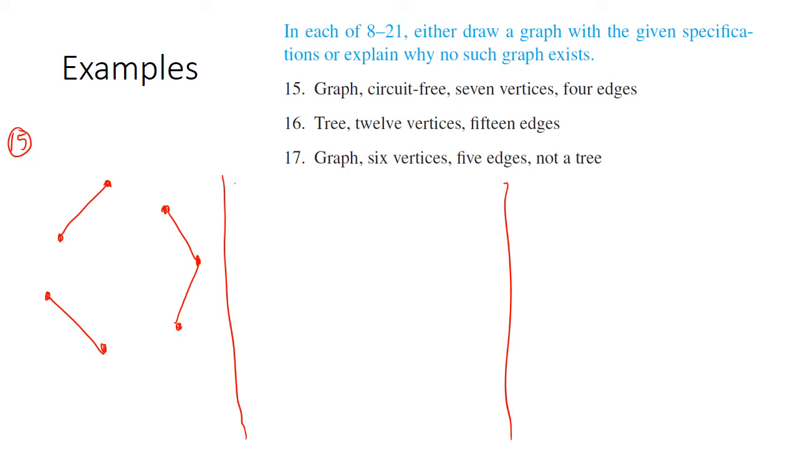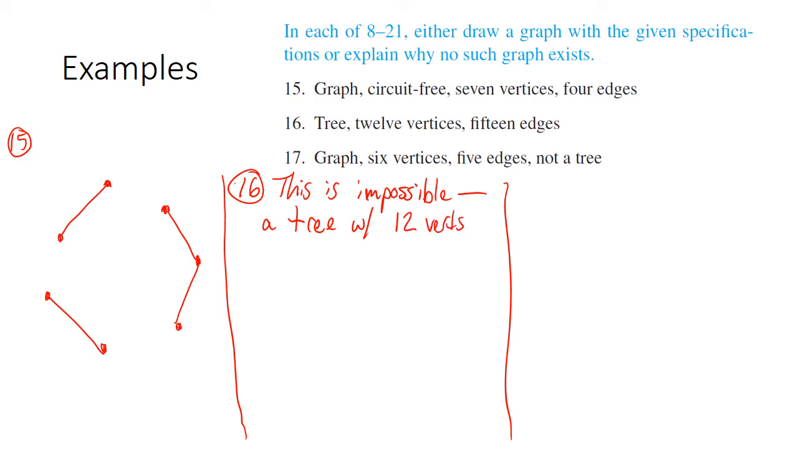Okay. And then for 16: tree, 12 vertices, and 15 edges. We just learned that a tree with n vertices has to have n-1 edges, so this is not going to work. So let me just write the explanation. This is impossible. A tree with 12 vertices would have 11 edges.